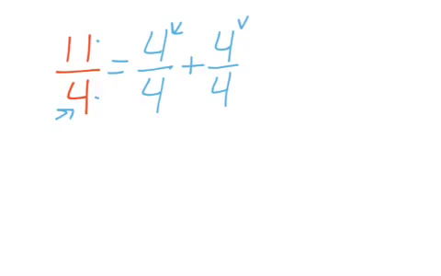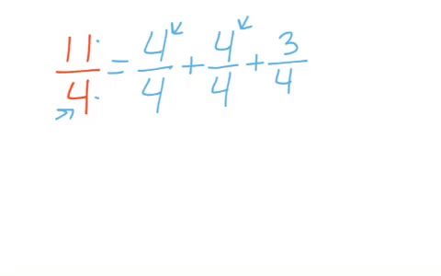And now I'm going to add my numerators, and I have 4 plus 4, and that's 8. Now, can I add another 4 to that? I cannot. So I think, okay, 4 plus 4 is 8. 8 plus what gives me 11? Well, 8, 9, 10, 11. So I need 3 more.